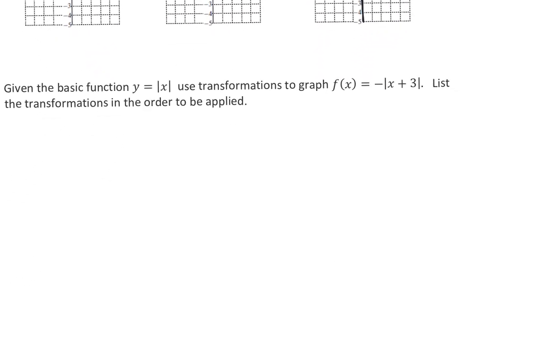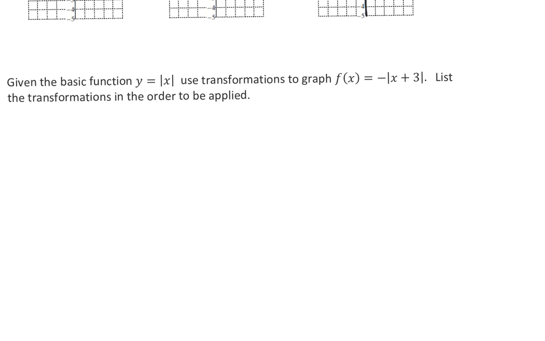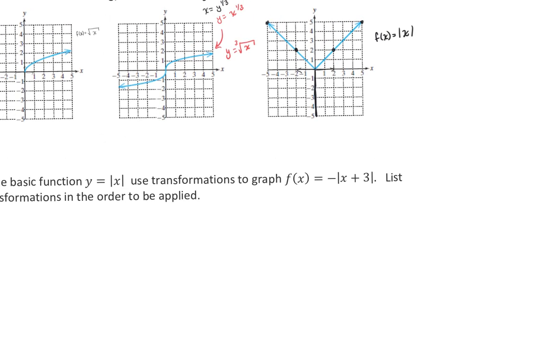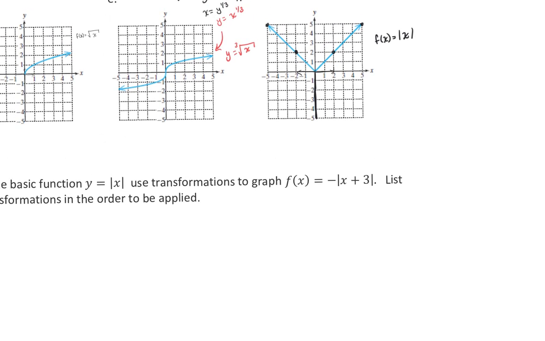All right, last problem is 31. Given the basic function y equals the absolute value of x, use the transformations to graph. List the transformations in order to be applied. So this is essentially this function, right? And we're trying to shift it and also figure out what the transformations are. So we notice that there's this +3 in here, and there's a minus outside.